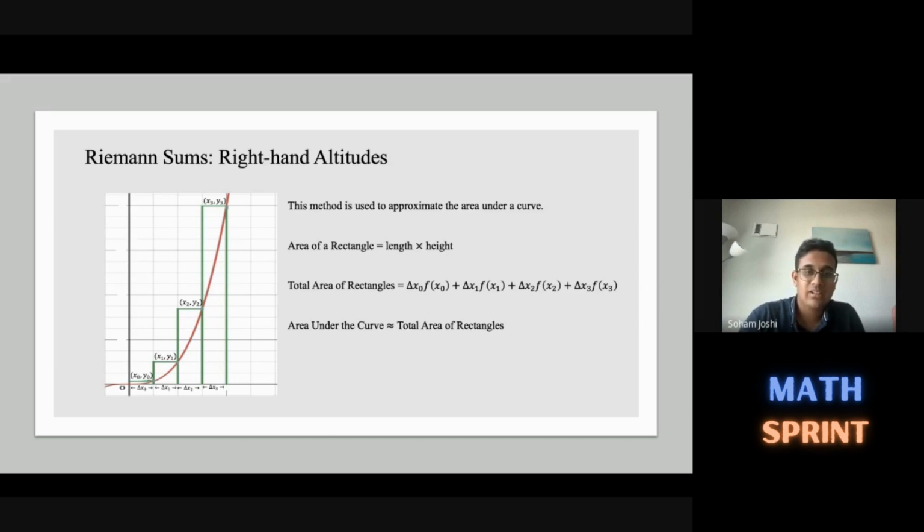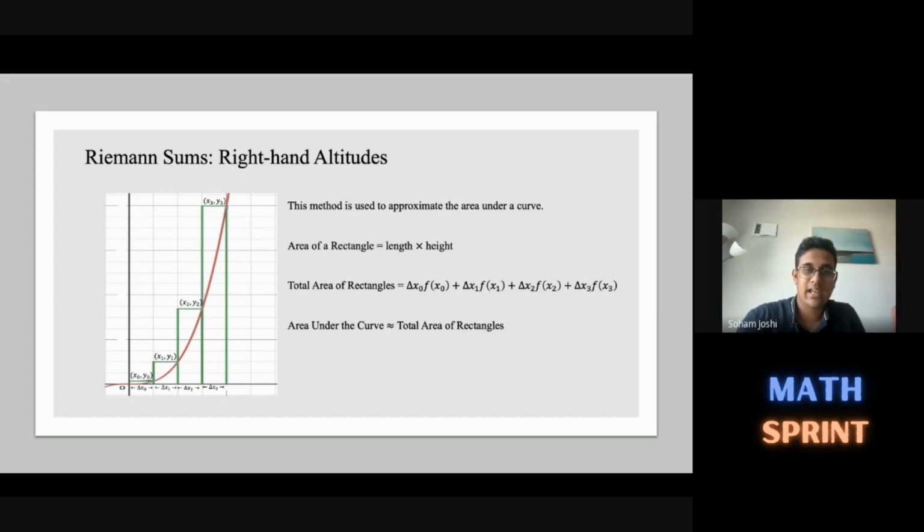So we have the point x0, y0 on the red curve, also being the top right corner of this green rectangle. We also have the point x1, y1 on the red curve, also being the top right corner of the second green rectangle over here. The same carries forward for x2, y2, x3, y3, and x4, y4, and so on. In fact, since we are using each point on the curve as the top right corner of a rectangle that we draw, that's why it's called a right Riemann sum, or a Riemann sum using right-hand altitudes.